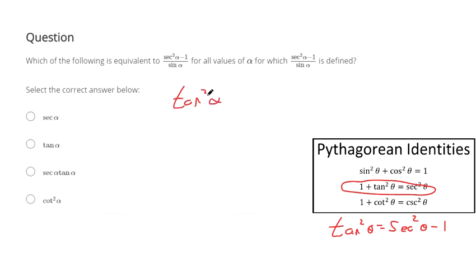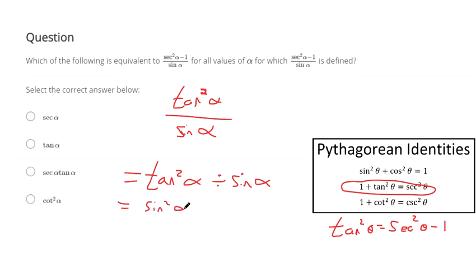I hate drawing the Greek letters because I'm bad at it. Over, and then we still have sine alpha in the denominator. If you're not sure where to go from here to simplify this, this is the same thing as tangent squared alpha divided by sine alpha, and then put tangent in terms of sine and cosine, so you get sine squared alpha over cosine squared alpha, and then flip and multiply. If you're dividing by sine, that's the same thing as multiplying by 1 over sine. I said theta, but it's alpha.